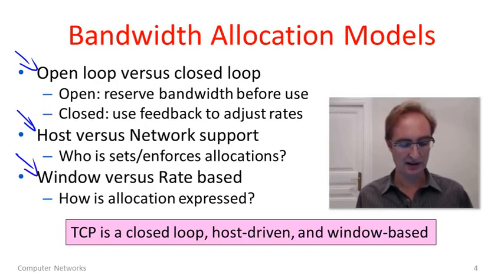And also in terms of the allocation, we can have an allocation expressed either in terms of the size of the sliding window, or as an absolute rate such as 1 packet per second directly. Both of these are going to provide us with ways of controlling the amount of network capacity that's used by a sender. TCP in this sort of schema or framework is a closed-loop, host-driven, window-based bandwidth allocation scheme. And that's where we're going to look, because we're mostly going to study TCP. This is the scheme that's been successful and is used in the internet.